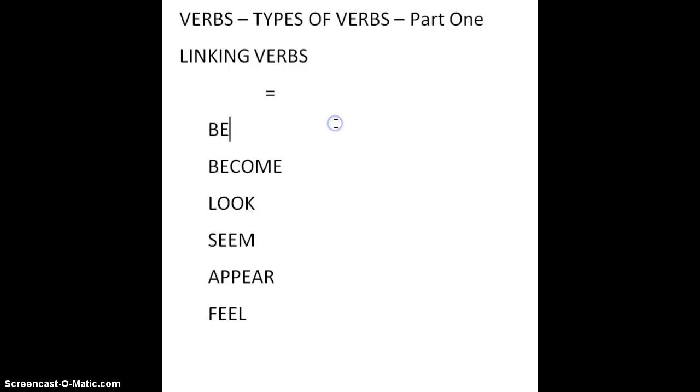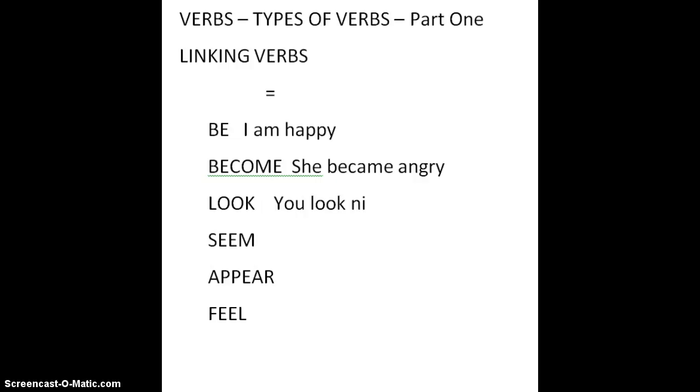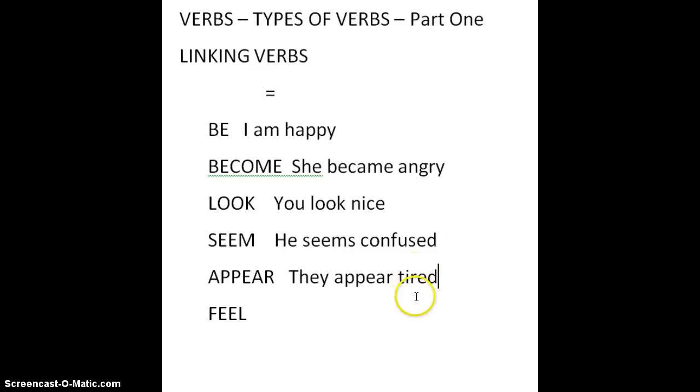So with be, I can say I am happy. I don't use a direct object, I use an adjective for that. She became angry. I can put an adjective after these linking verbs. You look nice today. You look nice. He seems confused. They appear tired. Or we feel hungry. Those are adjectives after linking verbs.